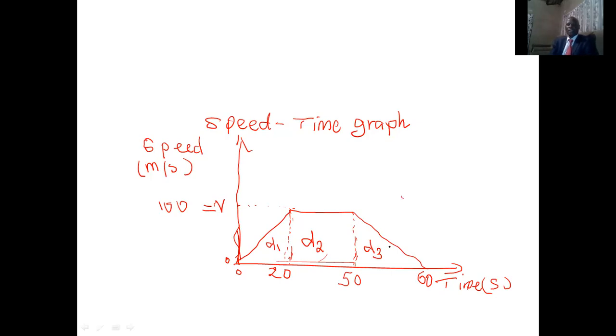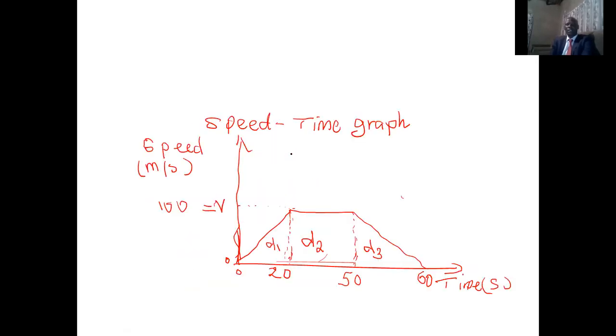So when you add these 3 distances under the curve, then you would have calculated the total distance covered by the car. We will start by looking at the area under the curve for the triangle, which is distance 1.